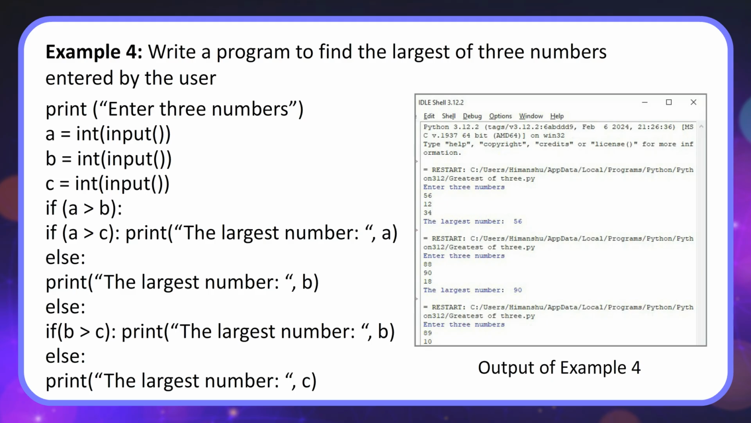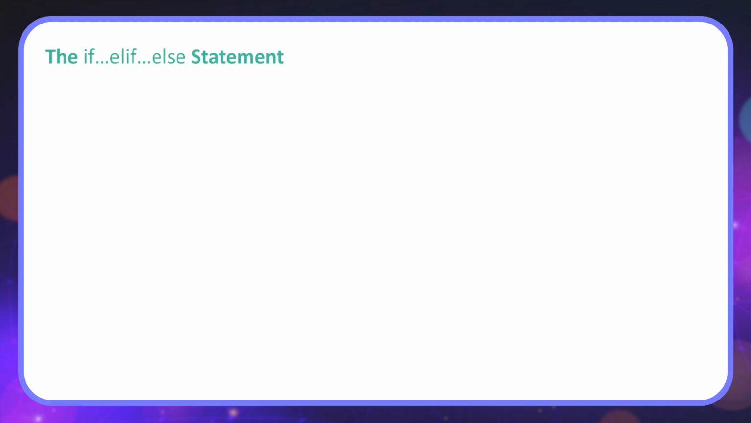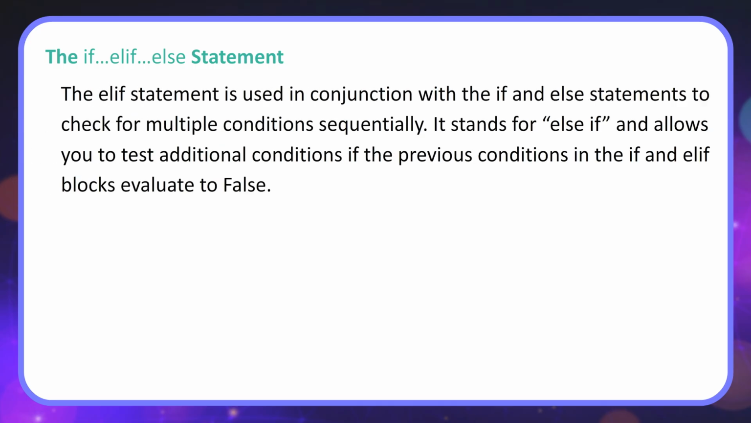print("The largest number,", A). Else: print("The largest number,", B). Else: if B > C: print("The largest number,", B). Else: print("The largest number,", C). Output of example 4.